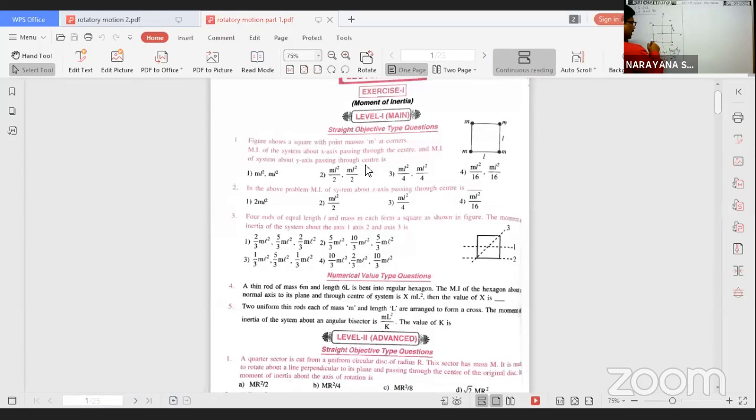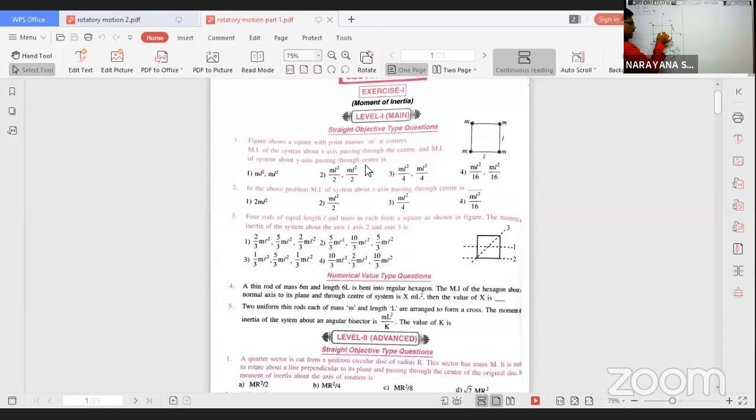Next, in another problem, they asked about the z-axis, the moment of inertia about the z-axis, or about an axis passing through the center of the frame and perpendicular to its plane. That means about this axis, what is the moment of inertia?